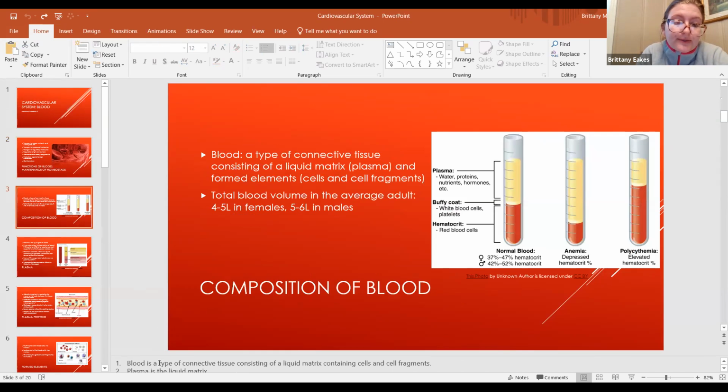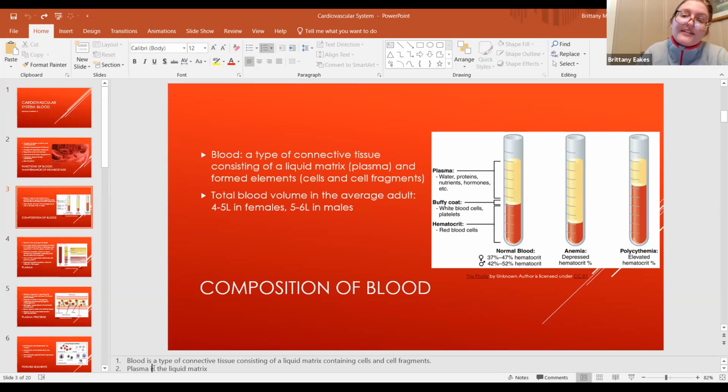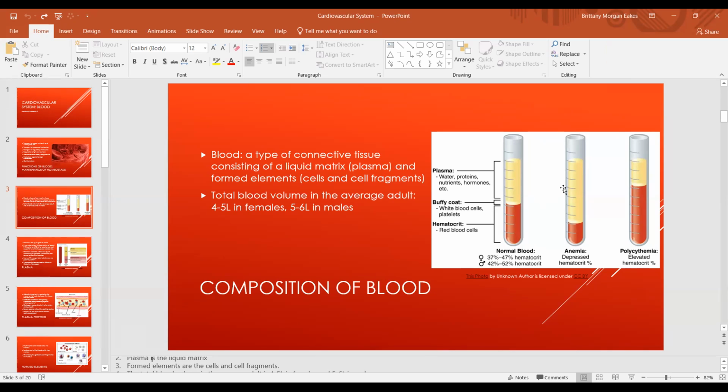Okay, so blood is a connective tissue with a liquid matrix. That's the plasma containing cells and cell fragments. The cells in the blood are your red blood cells and white blood cells, and the cell fragments are platelets. So plasma is the liquid matrix. We have formed elements.